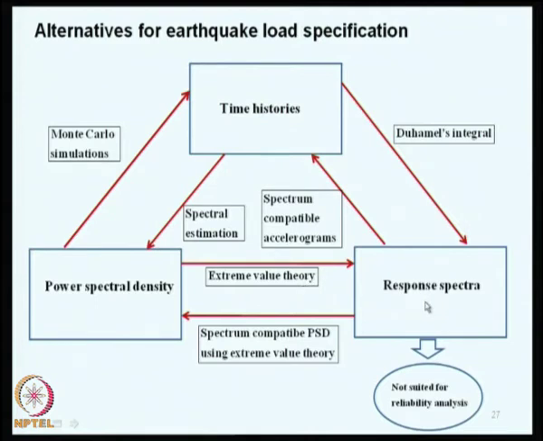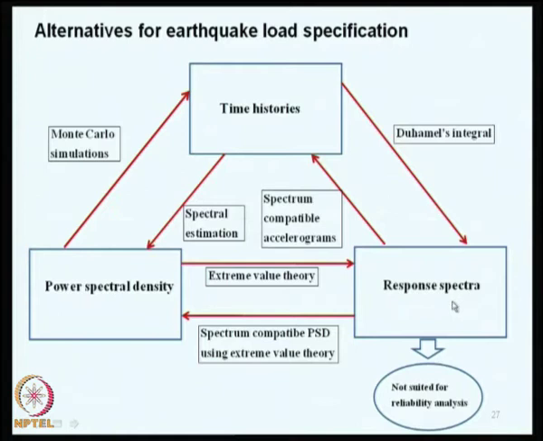Similarly, if we are given response spectra and we want to generate a power spectral density which is compatible with the given response spectra, we still have to use the extreme value theory, albeit in a slightly inverse form. We will see how it can be done. The relationship between the ground motion and response spectra is through Duhamel's integral that I just now described. It is possible to generate a set of time histories which are compatible with the given response spectra using what are known as spectrum compatible accelerograms. There are algorithms for generating that. This aspect I will not be covering, but I will now be discussing the relationship between power spectral density function and response spectrum.